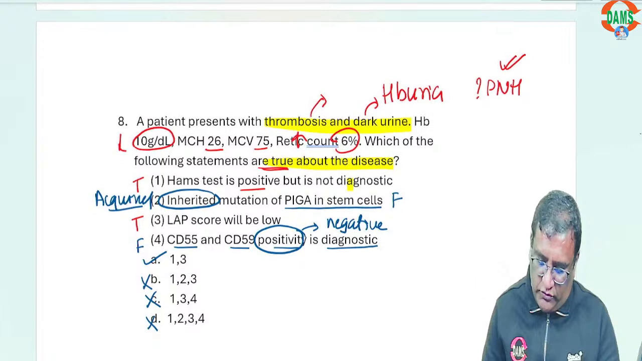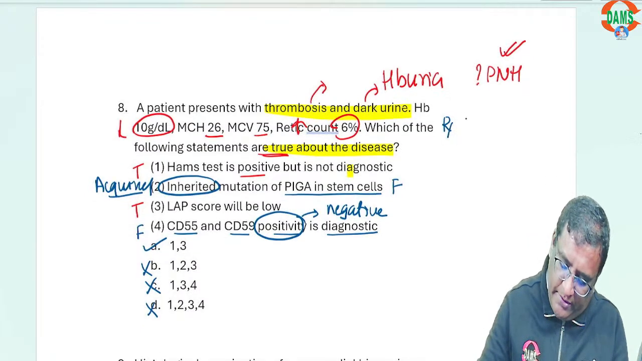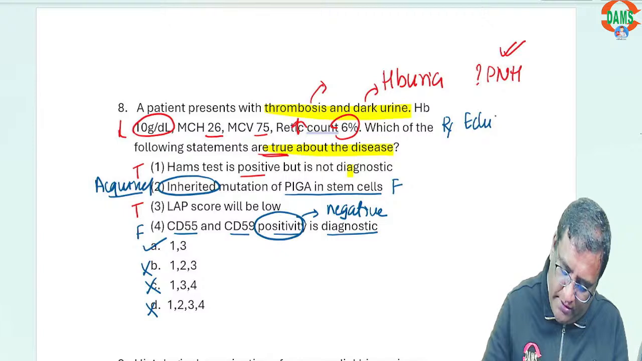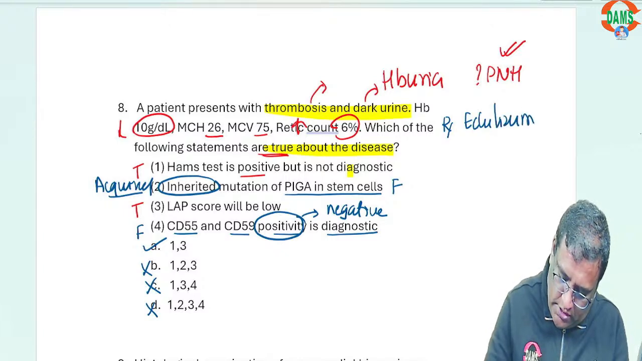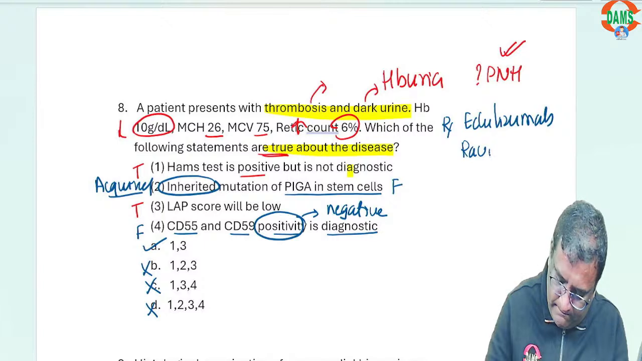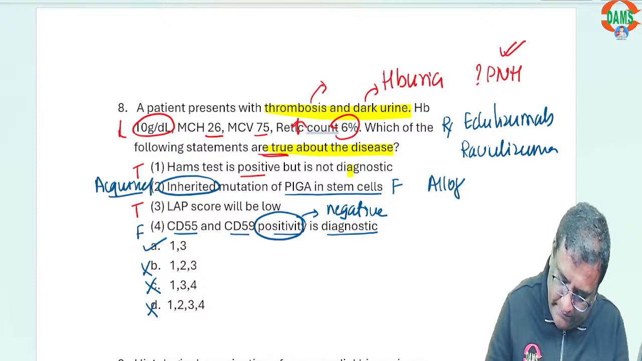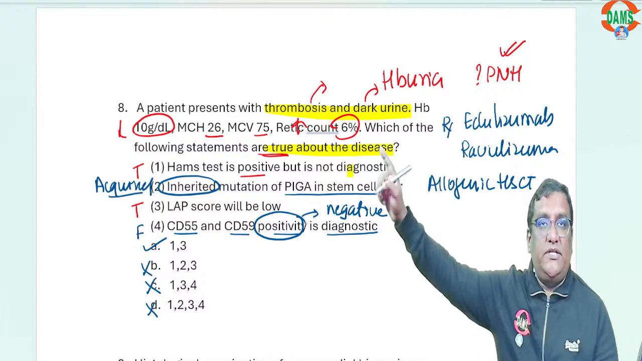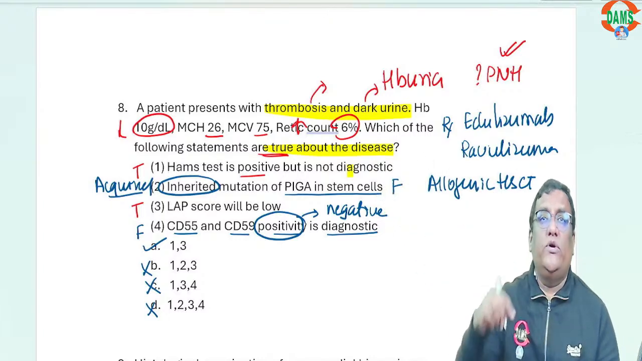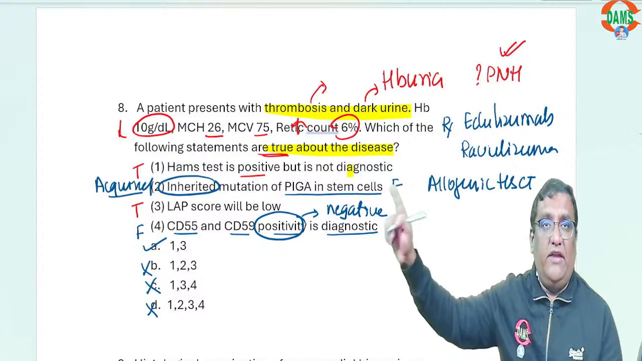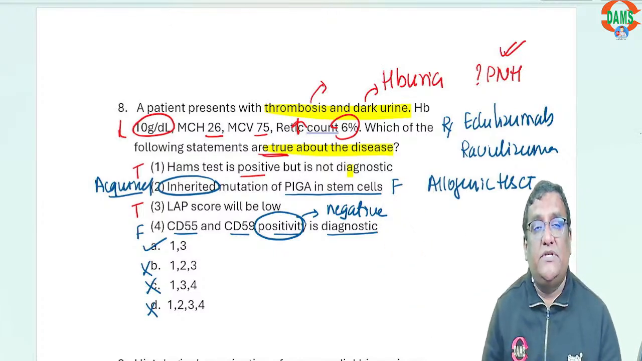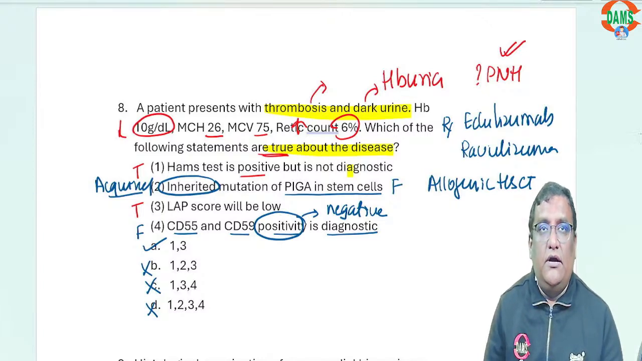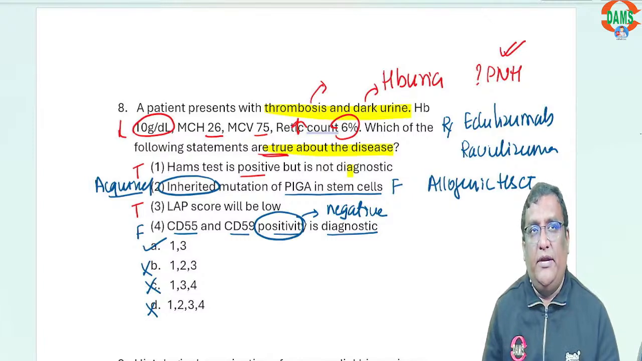Yes. So PNH. What is the treatment of PNH? One, we can give eculizumab and ravulizumab and allogenic HSCT. Okay, so Ham's test, yes, it is positive but not diagnostic. Even you can do a sucrose lysis test also. Diagnostic investigation is flow cytometry. There should be absence of CD55 and 59, not positive, right? Yes. Allogenic hematopoietic stem cell transplant, that will be the treatment here.